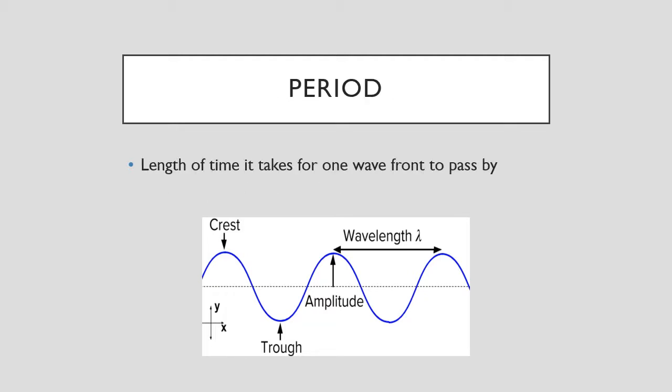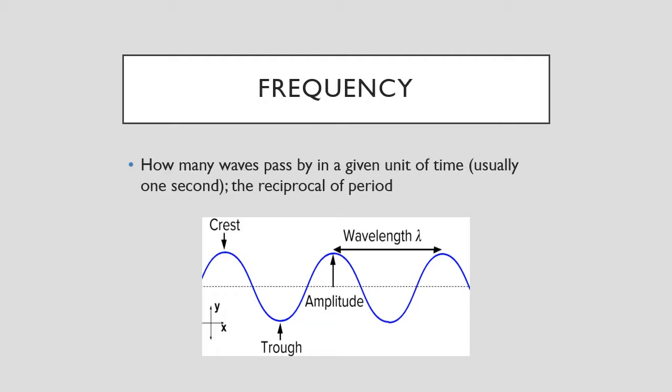Waves have a period, the length of time it takes for one wave front to pass by. So this would be starting your timer when the crest of one wave comes, and then stopping it after the crest of the next one comes. Waves also have frequency, which is the number of waves that pass by in a given unit of time. Traditionally, this unit of time is 1 second. Frequency is the reciprocal of period.